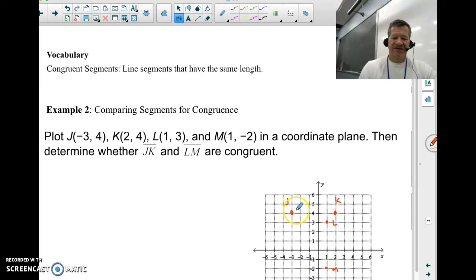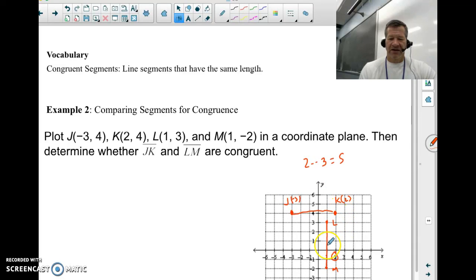Now, are these segments the same length? Are they congruent, in other words? So if I can connect J to K, not very well, and L to M, are they the same length? Well, K is at 2, we can see, and J is over here at negative 3. And so 2 minus negative 3, those are 5 apart.